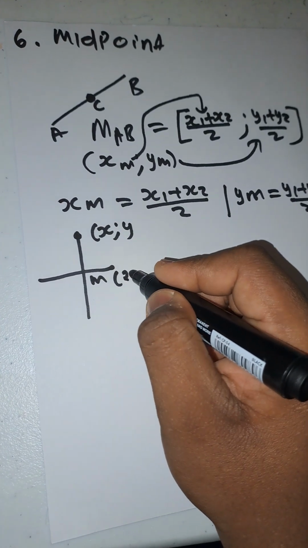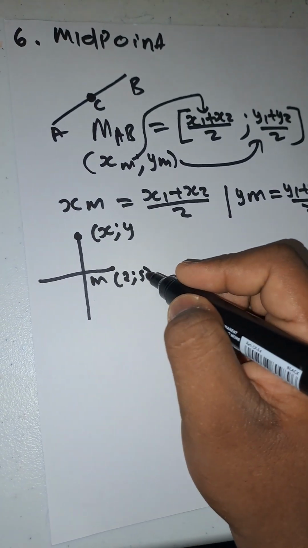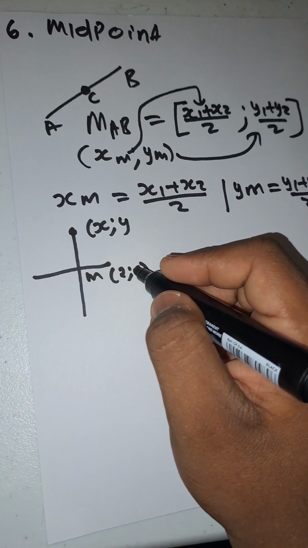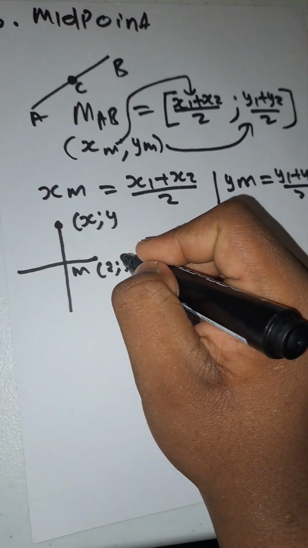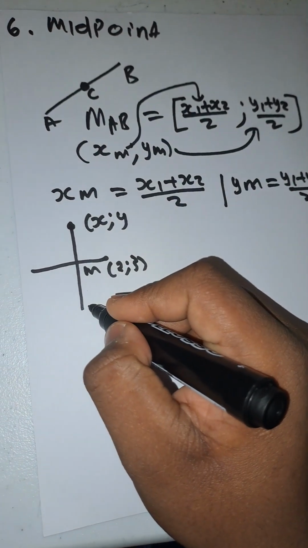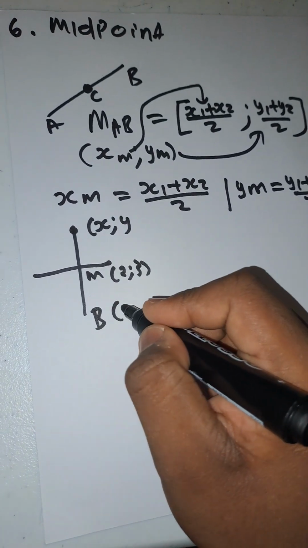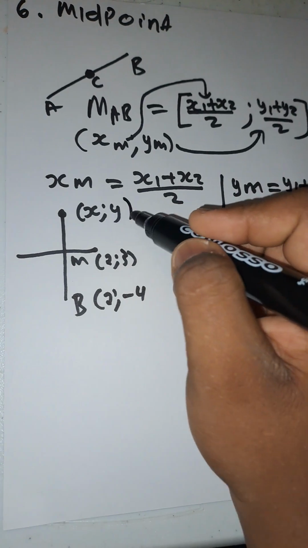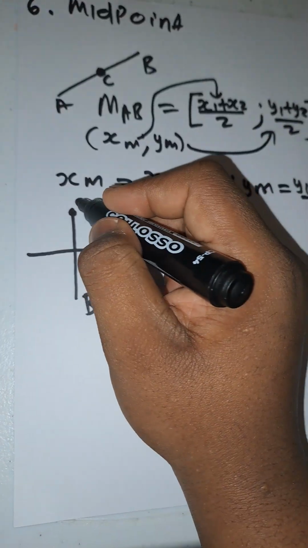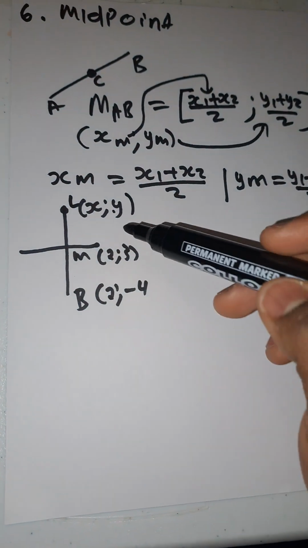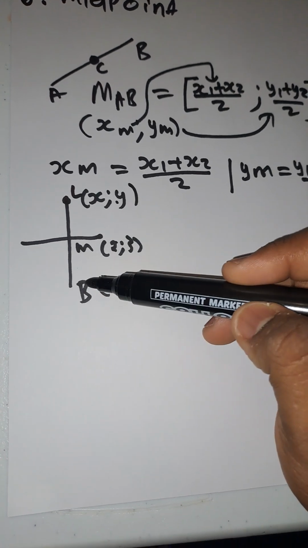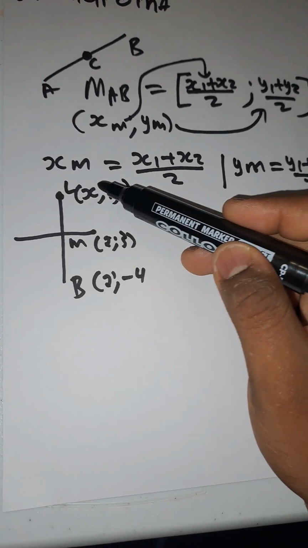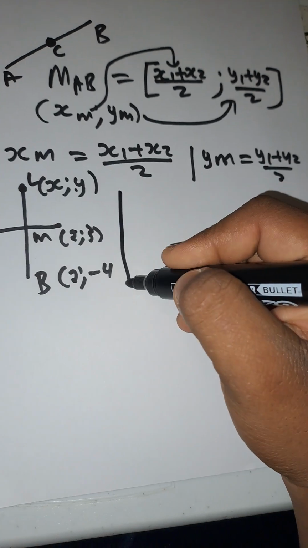I have maybe 2 and 5 there, and then let me put 3, and then I have 2 and minus 4, and then say calculate the value of this point. Let me call it L. M is the midpoint of LP, but now this is not the midpoint, so I'm going to show you how to solve it.